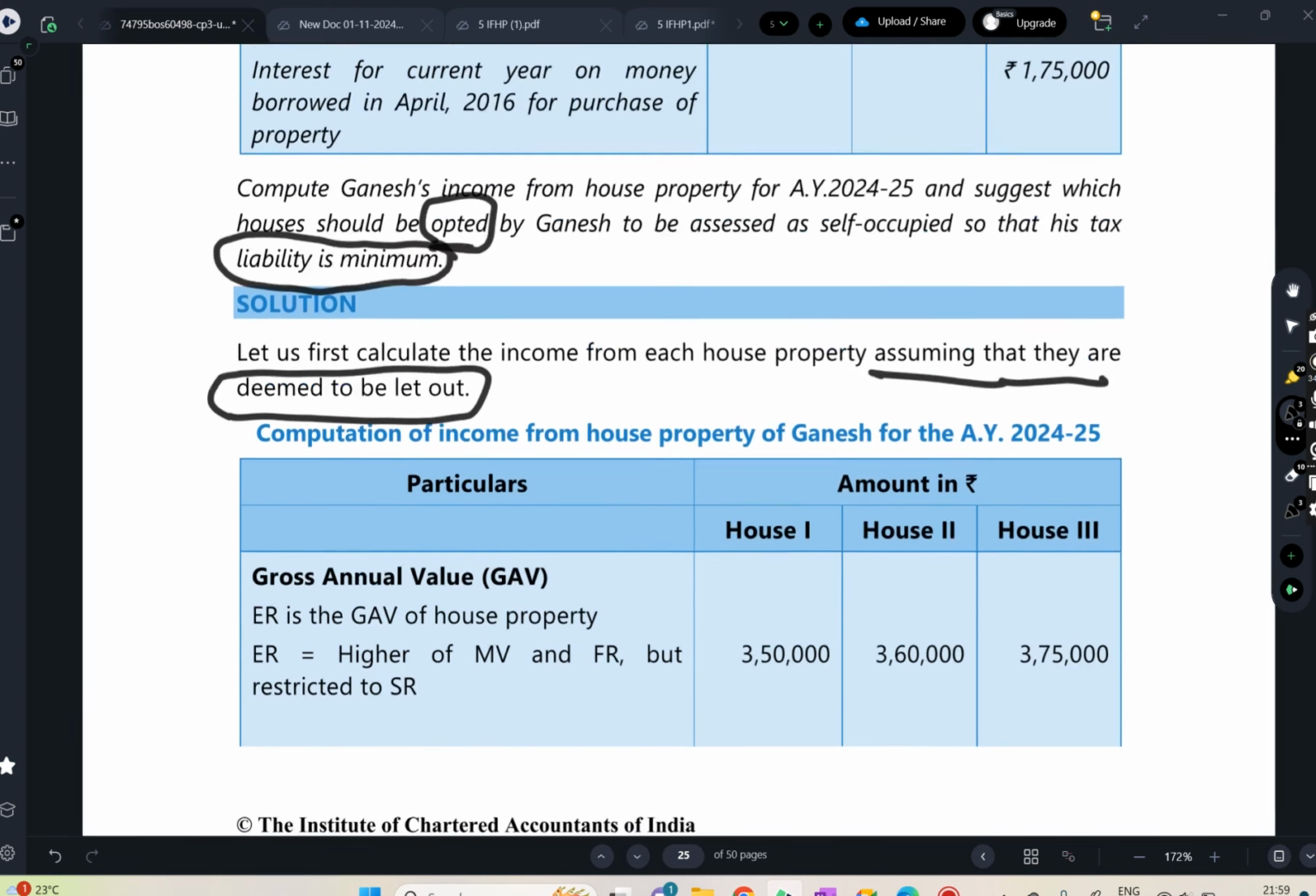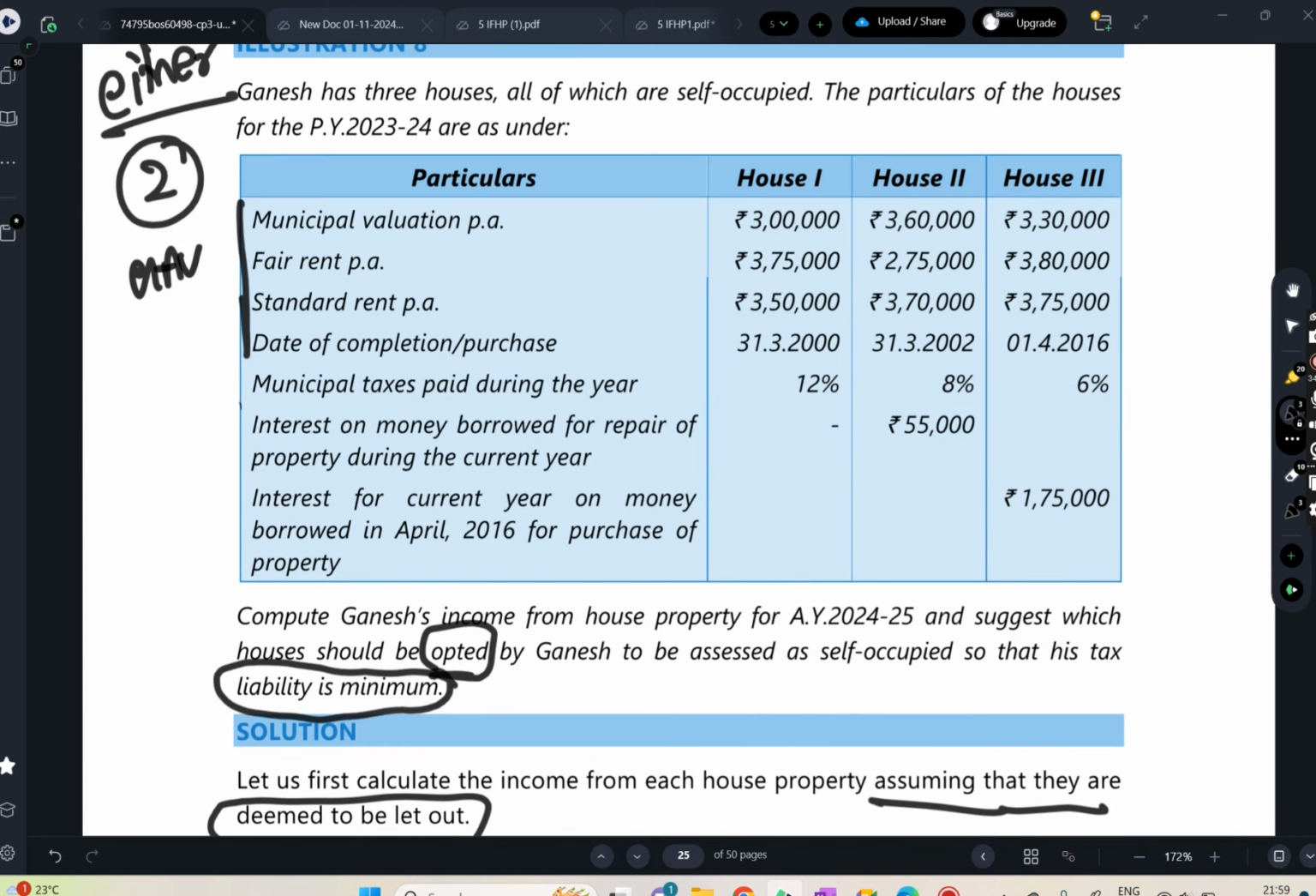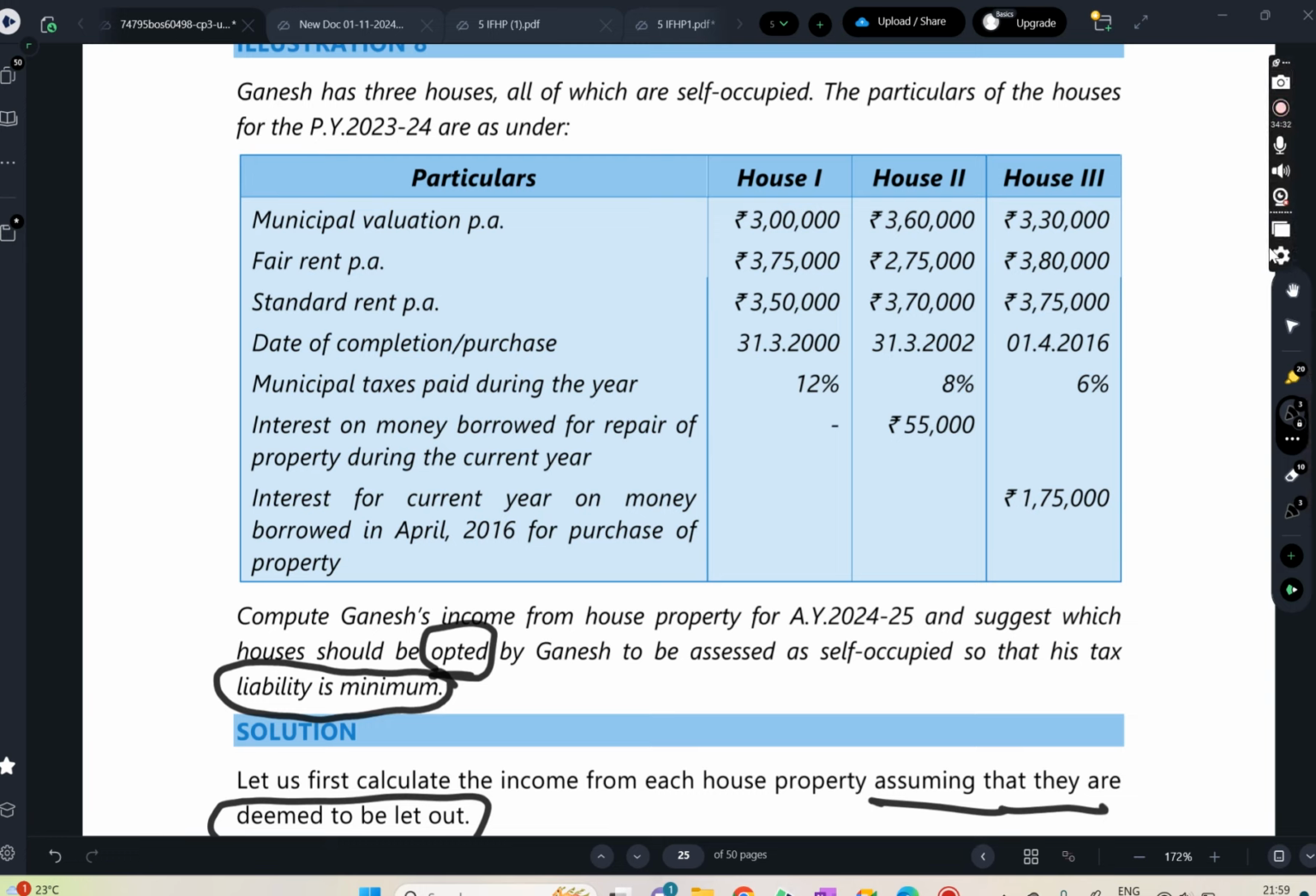So see what they have done. I don't think I need to explain this part. First I'll explain house 1 only, then the remaining is the same for everybody. Okay, now we will take house 2. For house 2, what do we do? First, municipal value or fair value, whichever is higher. So 3,60,000. Then we will compare it with the standard rent. Then we will get the expected rent, whichever is lower. Then we'll compare it with the actual rent.